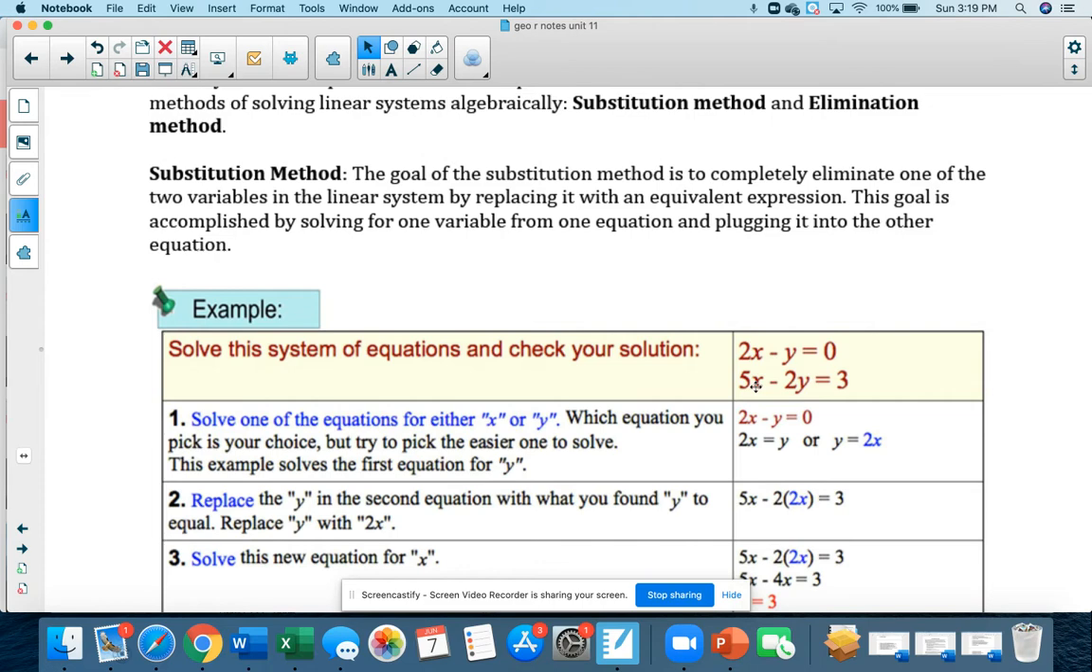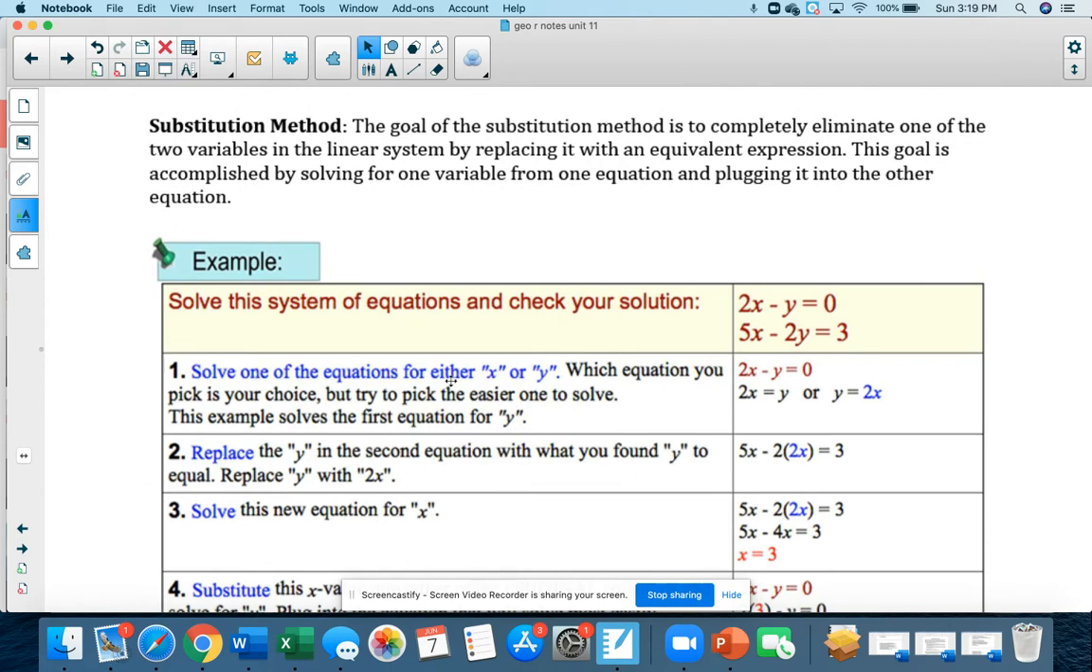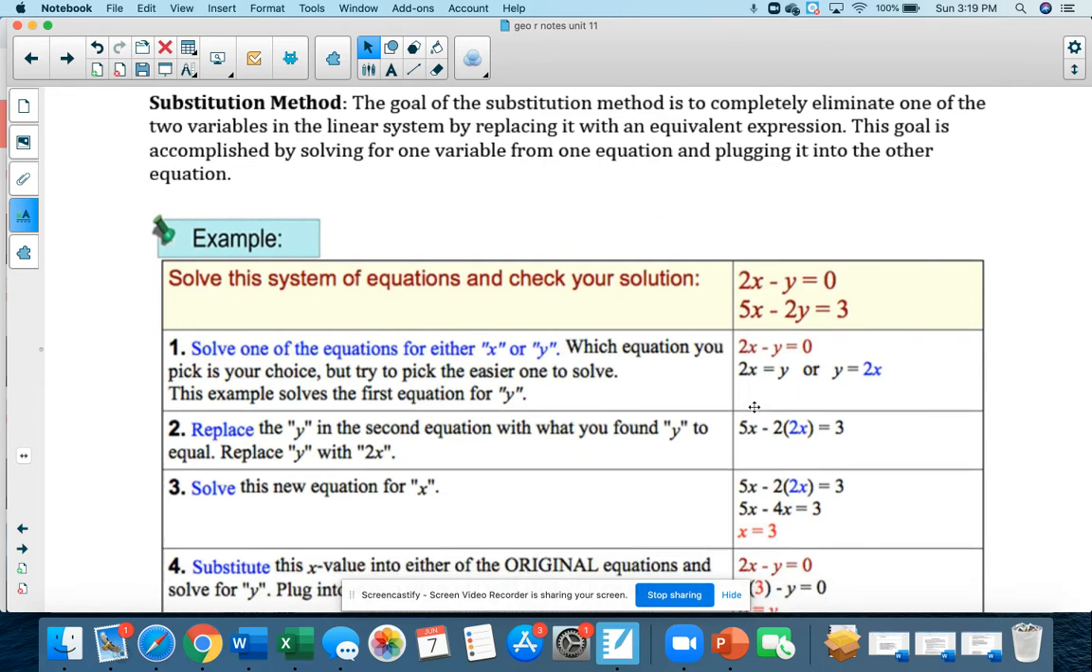So the method that I'm going to use here is substitution. The first thing that I need to do is solve one of the equations for either the x or the y. Which equation you pick, you get to decide, but we want to try and pick the easier one to solve. Keep this as simple as possible. So this solves the first equation for y. I took this first equation, 2x minus y equals 0, and I solved for y. All I did was I brought the y over to the right by adding y, and I get 2x equals y, but I can flip that around and write y equals 2x.